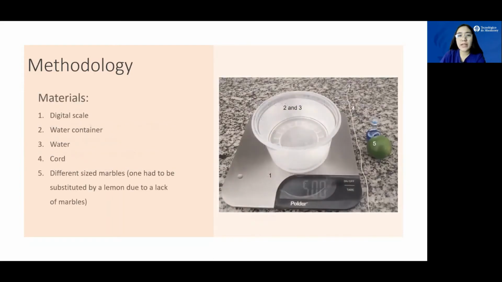The materials I used were a digital scale, a water container, water, a cord, and different sized marbles. One of them had to be replaced with a lemon because of a lack of marbles. And they are all illustrated in the picture on your right.